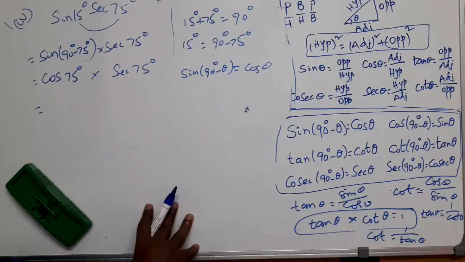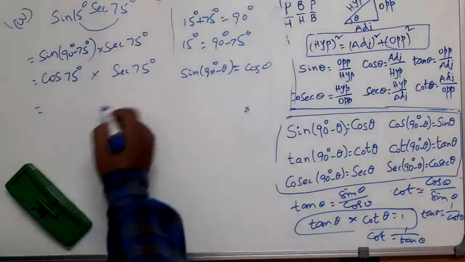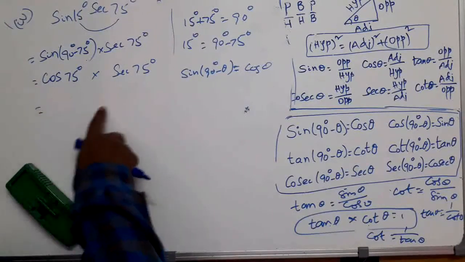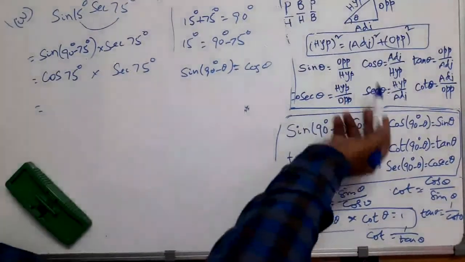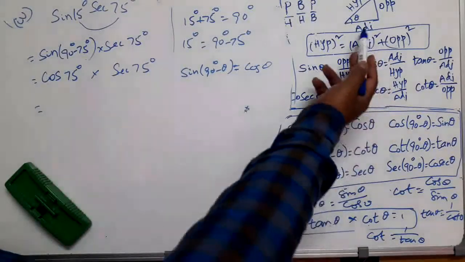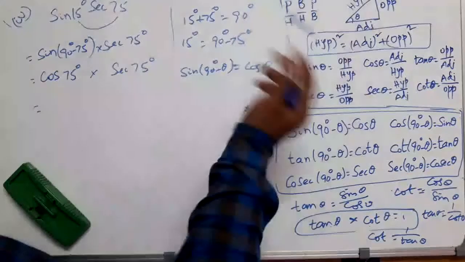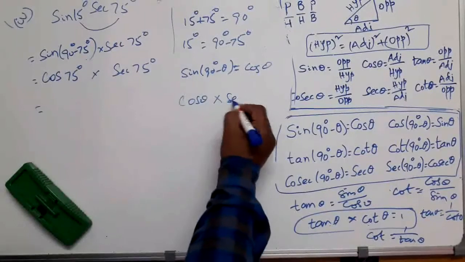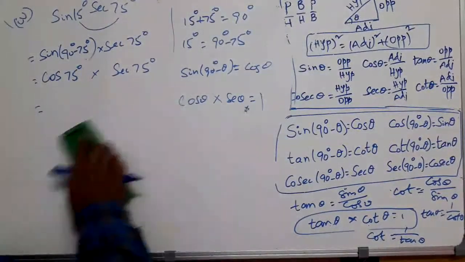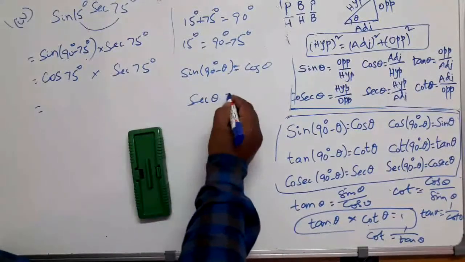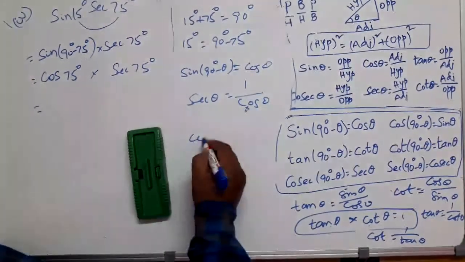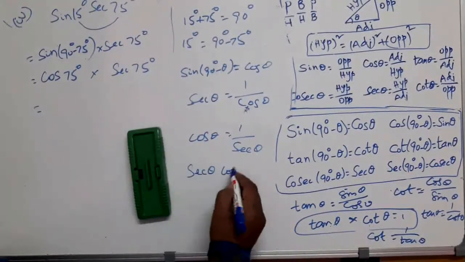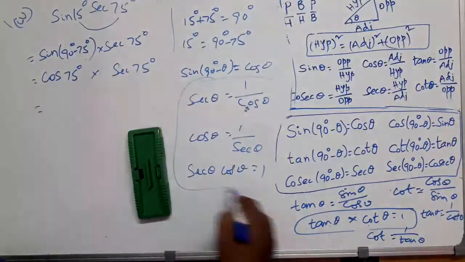Yes, what have you observed? Is there any relation between these two? Angles are the same, 75 degrees, 75 degrees. This is cos, this is secant. Is there any relation between cos and secant? Yes, cos and secant are reciprocals of each other, right? Cos theta is adjacent side by hypotenuse. Secant theta is hypotenuse by adjacent. They are reciprocals of each other. So cos theta multiplied by secant theta is equal to 1, or secant theta can be written as 1 by cos theta, or cos theta can be written as 1 by secant theta, or the product of these two is 1. All these relations we can have from these two.